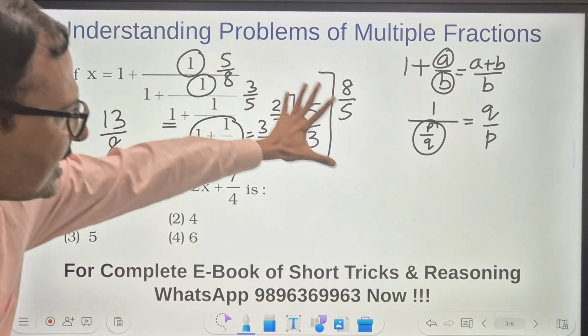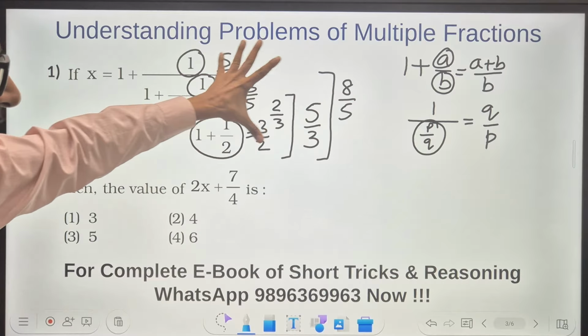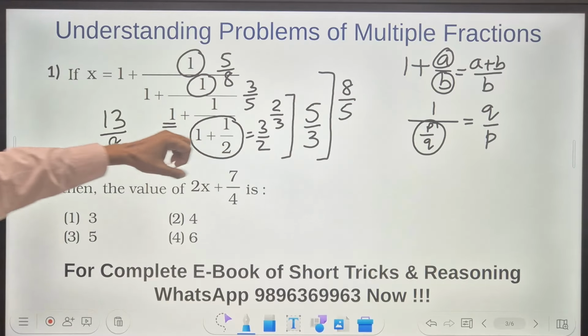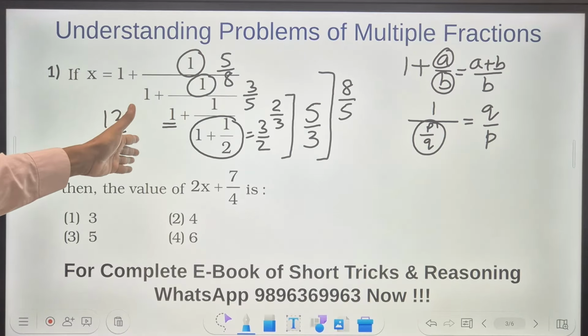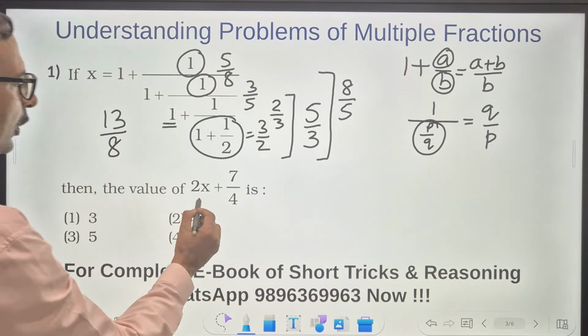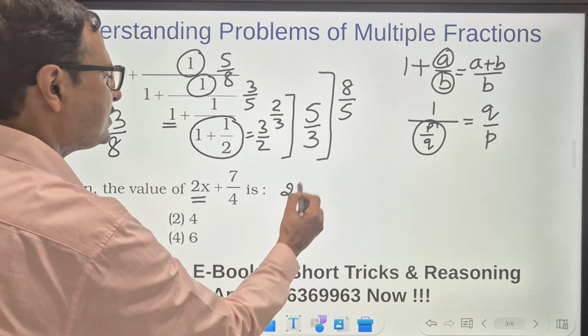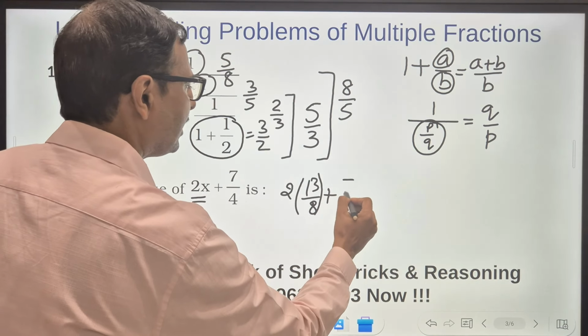So you can do all these things mentally. Because I am explaining it, I am writing all these things, and it is creating a bit of confusion also. But if you are clear in your mind what you are thinking, this 13 upon 8 is not at all difficult to achieve mentally. So now you have to put 13 upon 8 here. So 2 times 13 upon 8 and plus 7 upon 4.